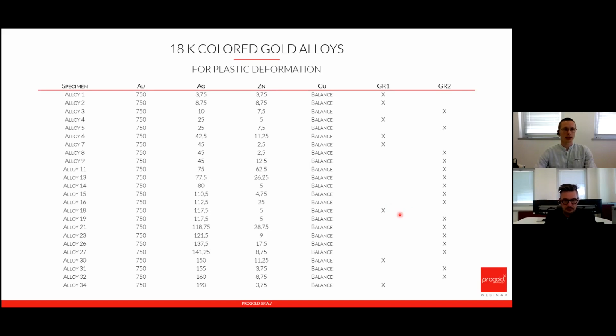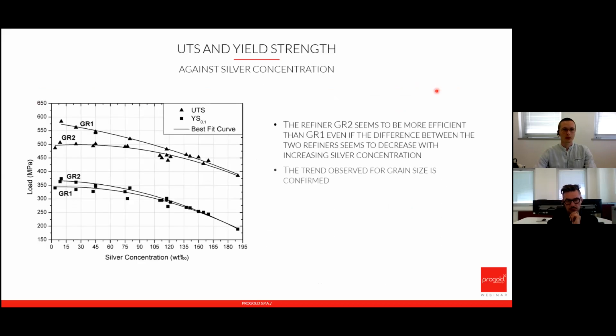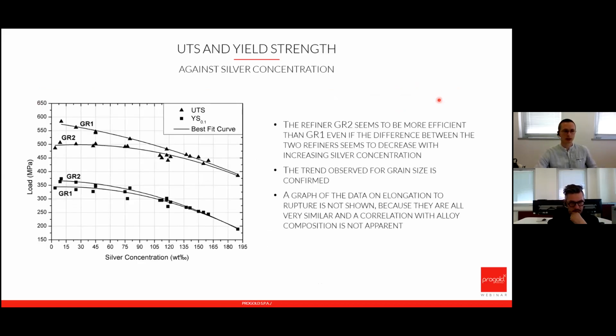Let's see now the alloys for plastic deformation. As we see, we no longer have the deoxidizer elements, but we have only grain refiner 1 and grain refiner 2. Looking at the same properties as for the casting alloys, the UTS and yield strength have here an evident trend: the silver concentration lowers the properties, both for grain refiner 1 and for grain refiner 2.